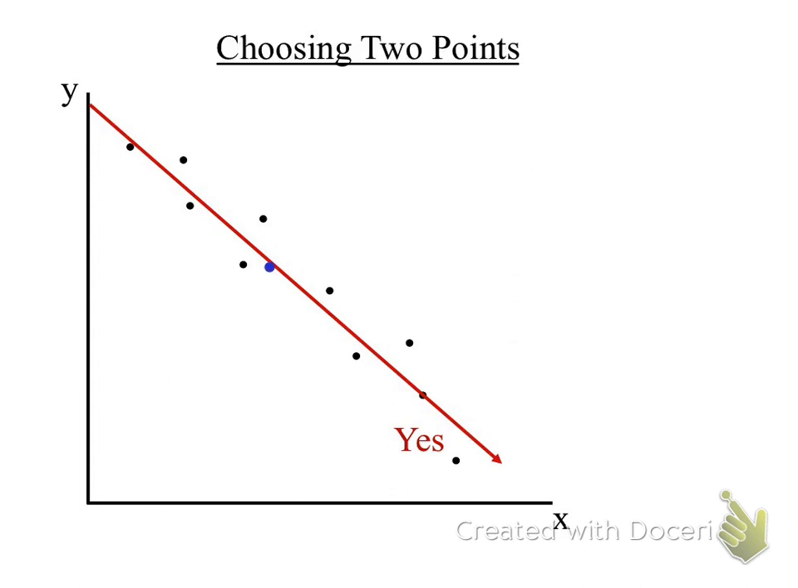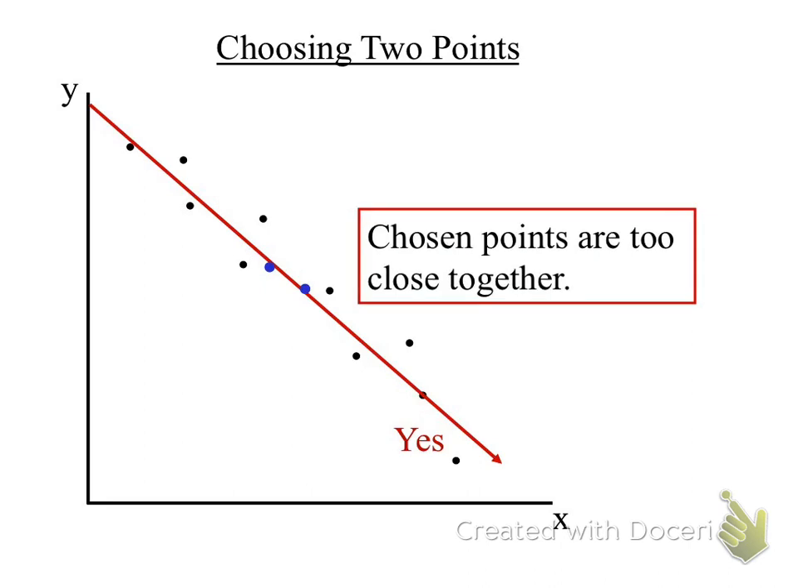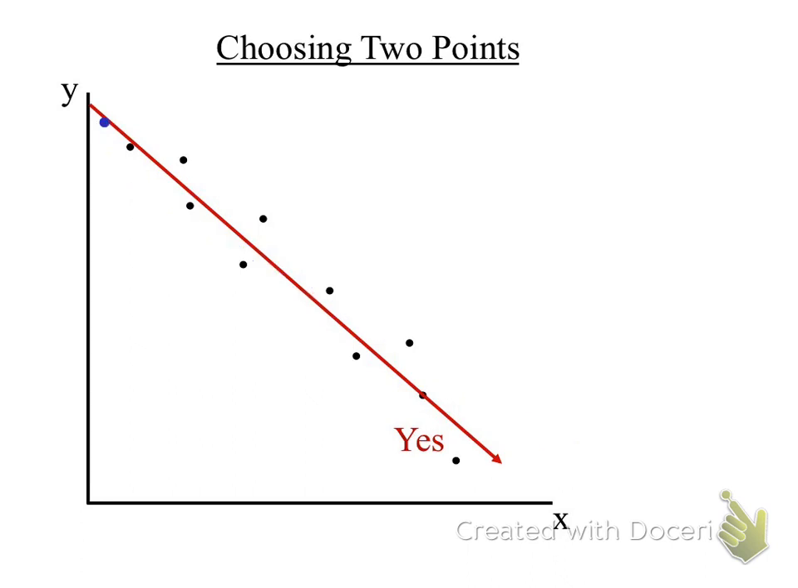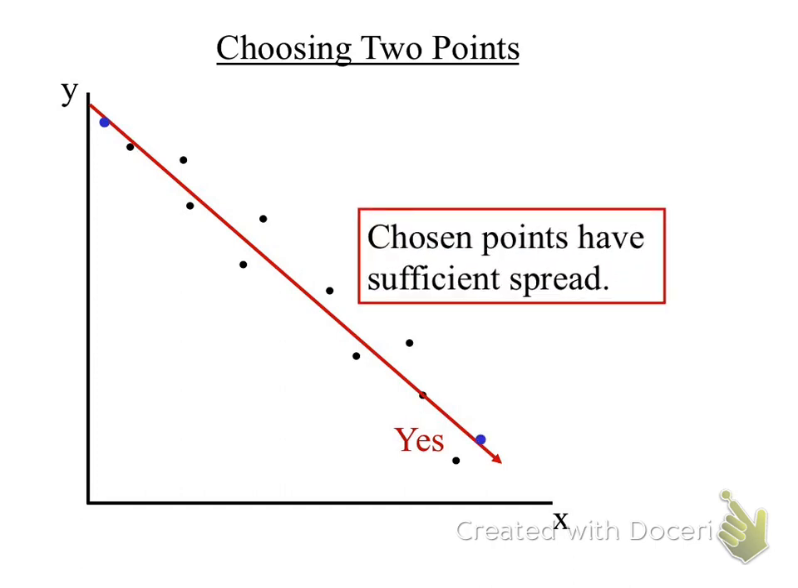Choose 2 points. Just a reminder, we're choosing 2 points. We don't want them too close together because look what's going to happen to my line. Are your eyes up here? Look what happens if I choose them too close together. So we want them pretty far apart. The further apart they are, the more accurate it will be. Okay?